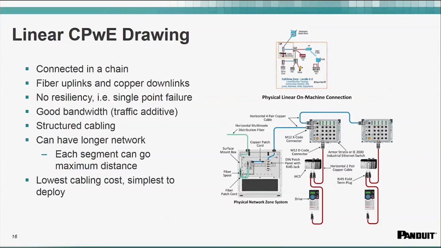This last reference architecture is a linear topology where devices are connected together in a chain fashion. It is deployed with fiber uplinks and copper downlinks as well as structured cabling. It is the lowest cabling deployment cost, but does come with risk as a single break can disrupt production. It has a similar advantage as Ring, where each segment can reach the maximum allowable distance.